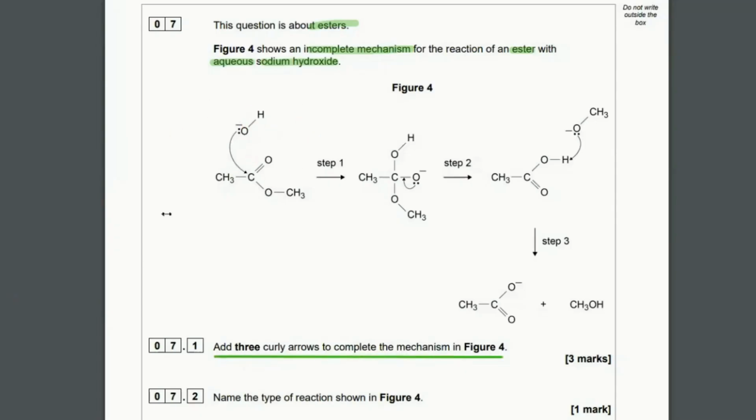So looking at this first diagram, we can see carbon is supposed to only have 4 bonds around it. Well, a maximum of 4 bonds. And if this was to actually form bonds here, we'd end up with 5 bonds.